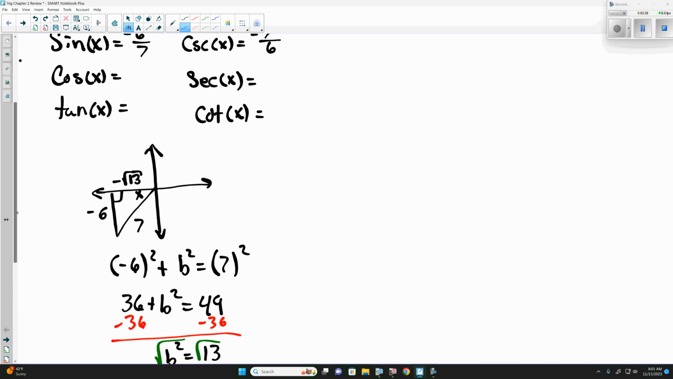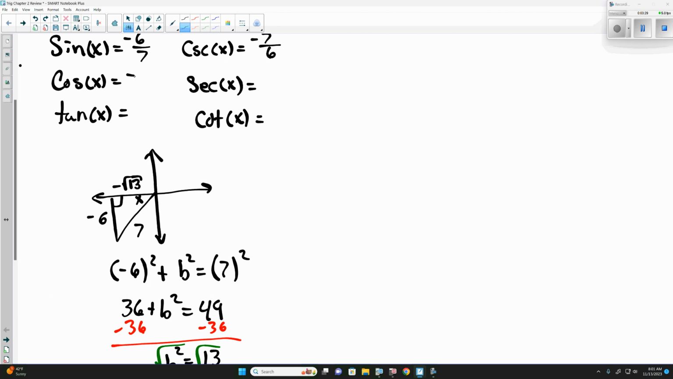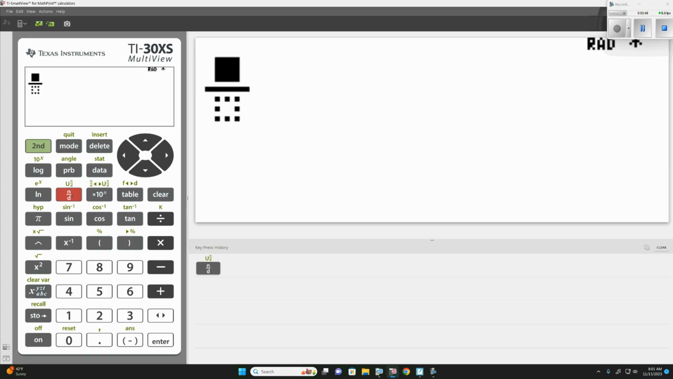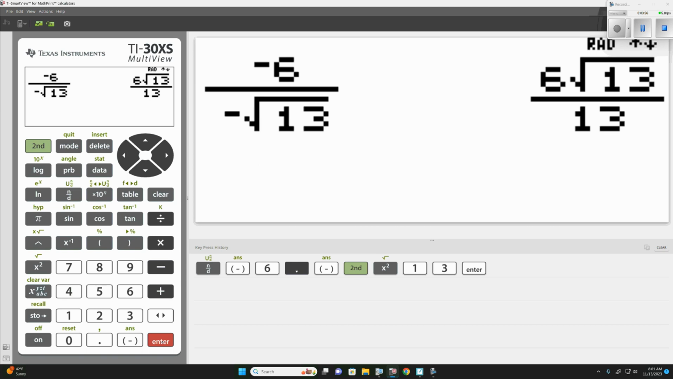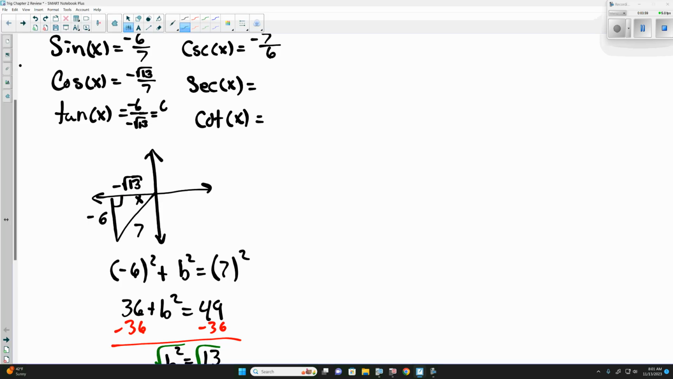Now to find the rest of it, cosine is adjacent, negative square root of 13, over the hypotenuse, which is 7. Tangent is opposite over adjacent. Well, that'd be negative 6 over negative square root of 13. We could go through the process of rationalizing the denominator, or we can just plug it in the calculator. Giving us this here.